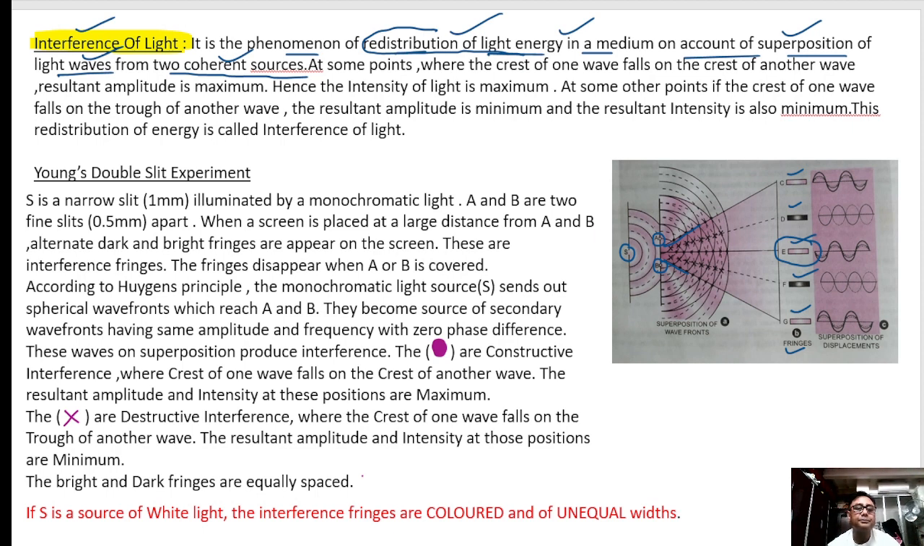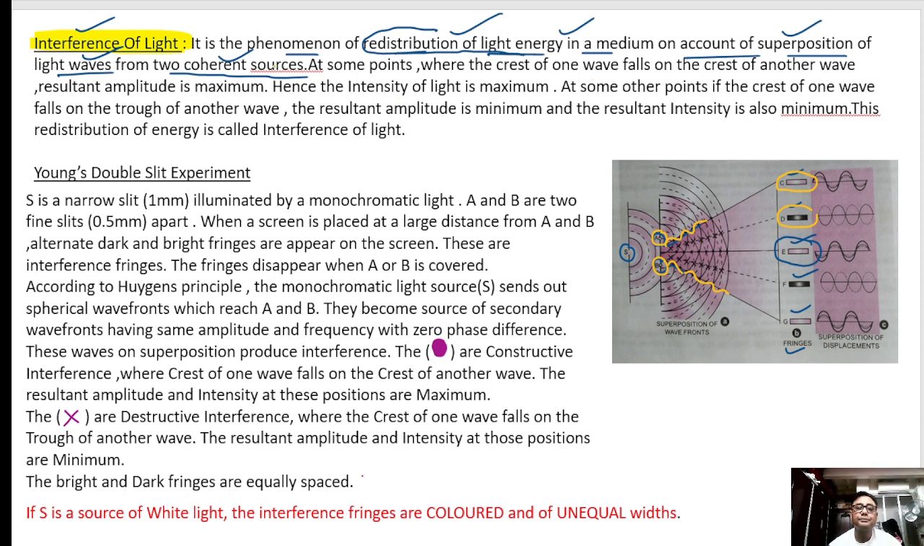So these are the two coherent sources, A and B, which are giving off light of the same frequency and same phase. At some points they will be superimposing each other, at some points they will be cancelling out each other. Where they superimpose, you will have a bright band, and where the two waves cancel out each other, it will be a dark band. So alternate energy distribution will take place.